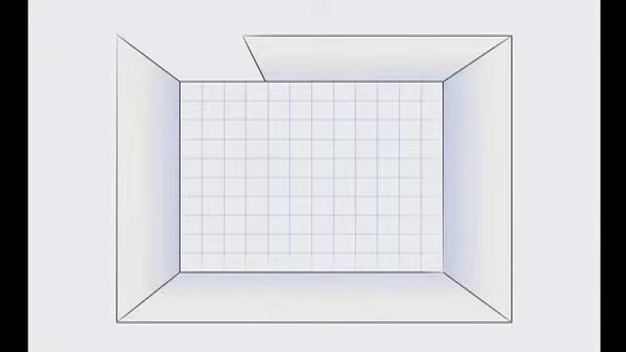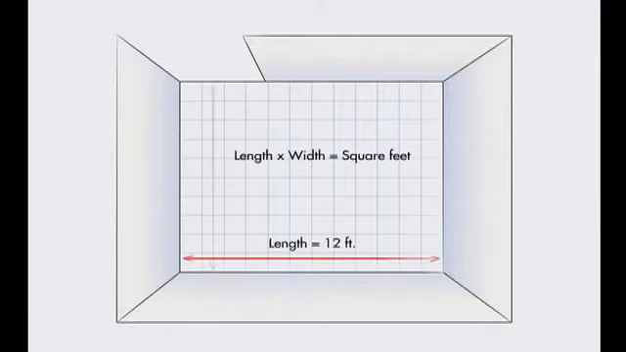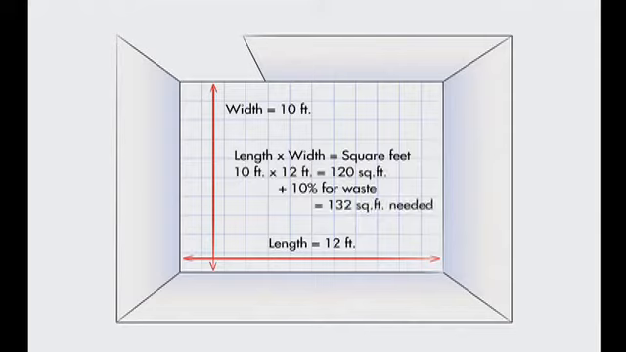To calculate the amount of flooring material you'll need for a room, multiply the room's length times its width, rounded to the nearest foot. This will determine the square footage. Then add 10% for waste. For example, if the room is 10 feet by 12 feet, you'd have 120 square feet. Add 10%, 12 feet, and the total is 132 square feet.